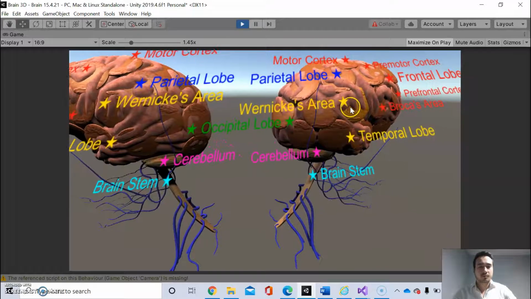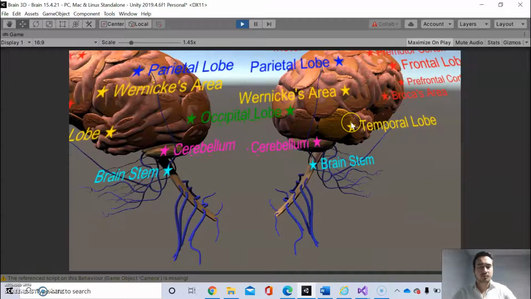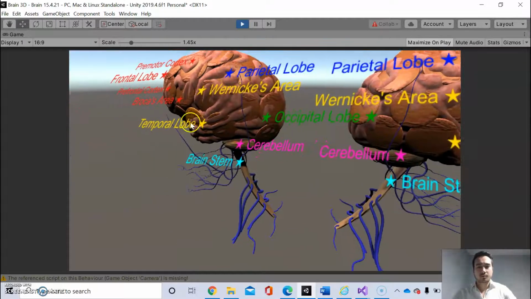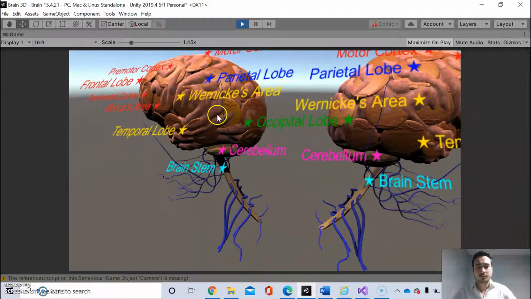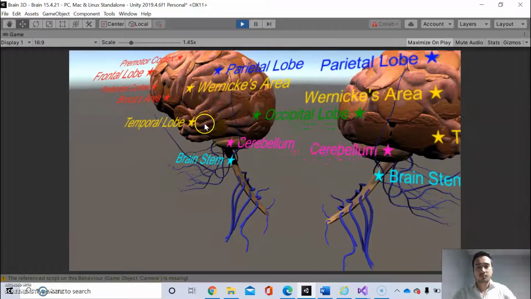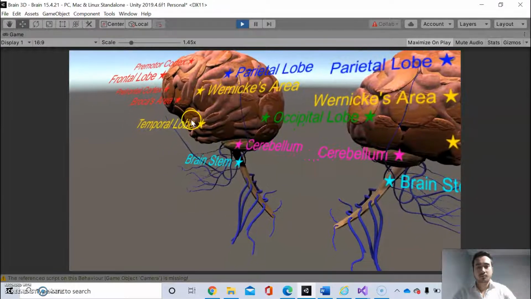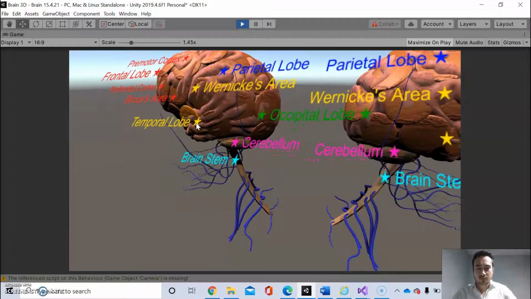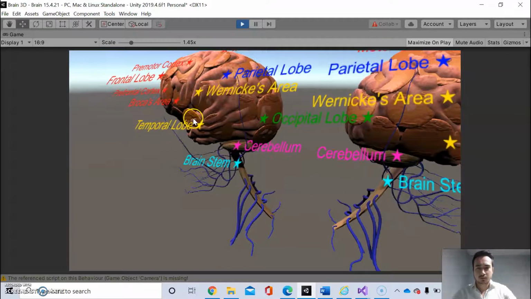The temporal lobe. The temporal lobe is located on the sides of the brain near the ears. The temporal lobe is in charge of lots of things, including hearing, language, and memory. It makes sense that the temporal lobe helps the brain process sound because it is so close to the ears.